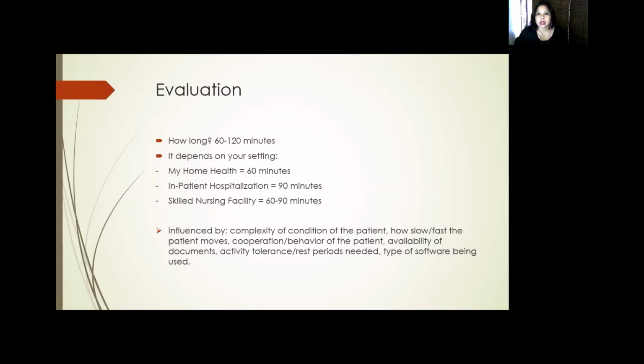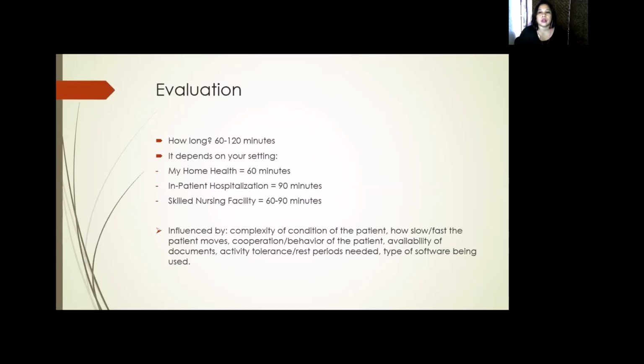Activity tolerance or rest periods needed. Some patients with CHF or congestive heart failure or COPD need extra time to move from one place to another. So you need to give them rest in between the tasks. You cannot just say, go, do this, do that, I need to evaluate this, I need to evaluate that. If the patient cannot keep up with your pace, it's not going to be a good rapport between you and the patient. So you really have to adjust to how the patient is moving. The patient should not adjust for you.